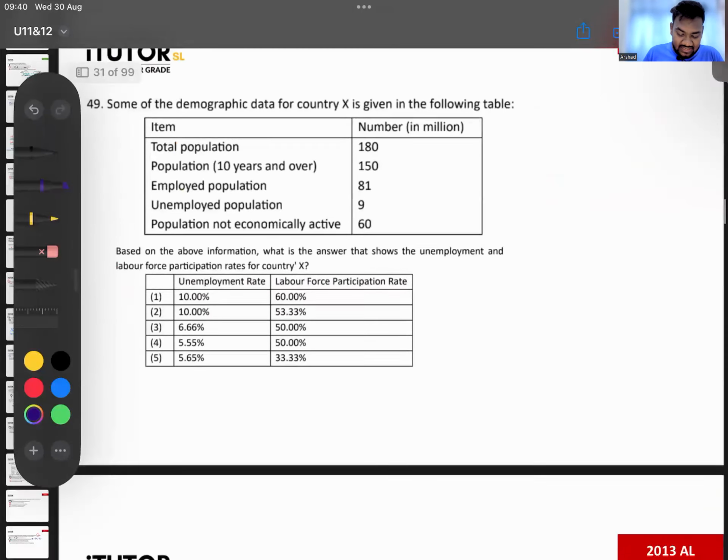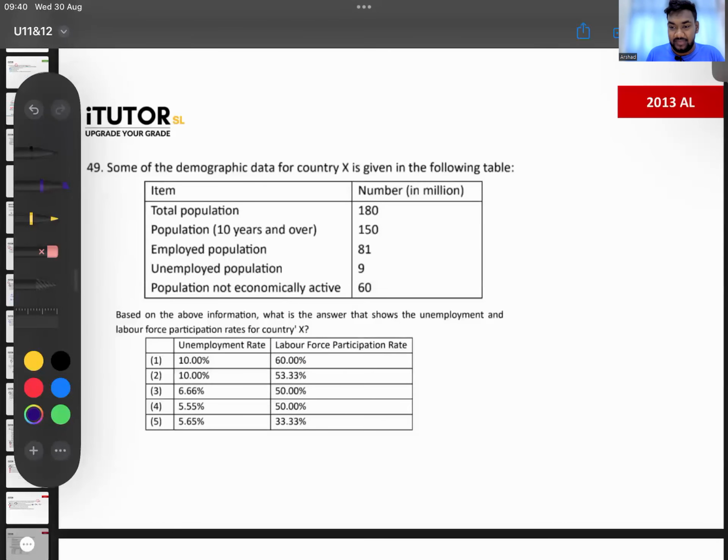Last 2 questions, and then I'll give you a break. Easy question, again repeated over and over again. Total population 10 years and over. Remember, these are working age population, employed, unemployed, population not economically active. Based on the above information, what is the answer that shows the unemployment rate and the labor force participation rate?